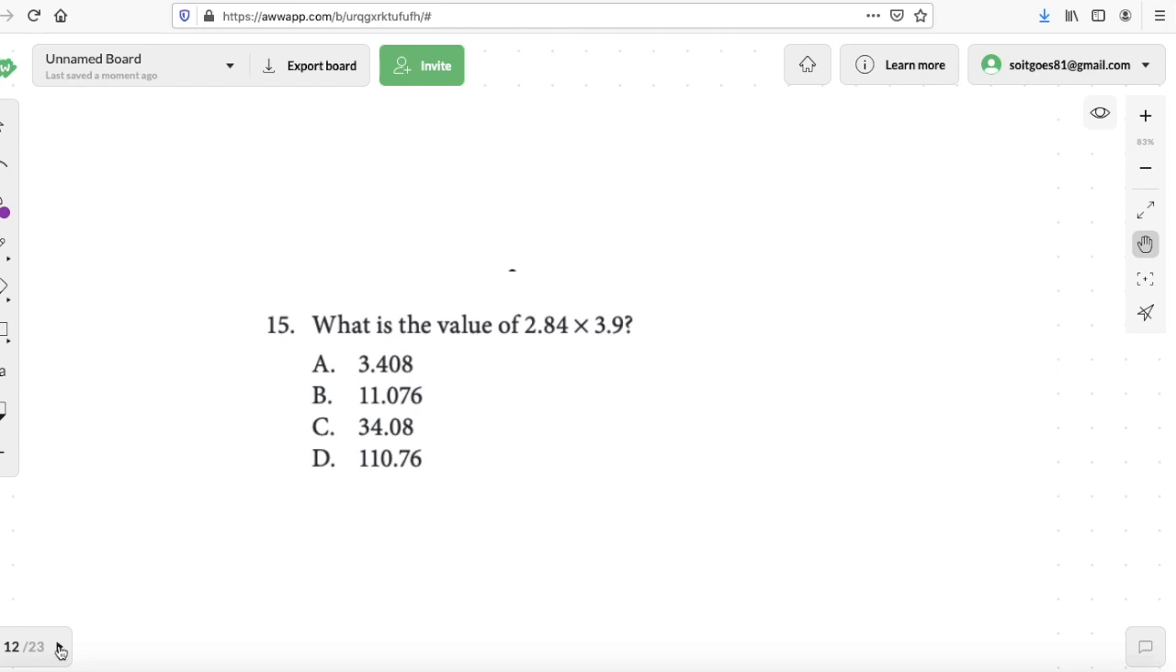Question 15. Go ahead and read it for us, please. What is the value of 2.84 times 3.9? Before we do the math here, before we do all the steps, let's see if we can solve this using some basic logic and basic estimation. What value is 2.84 close to?